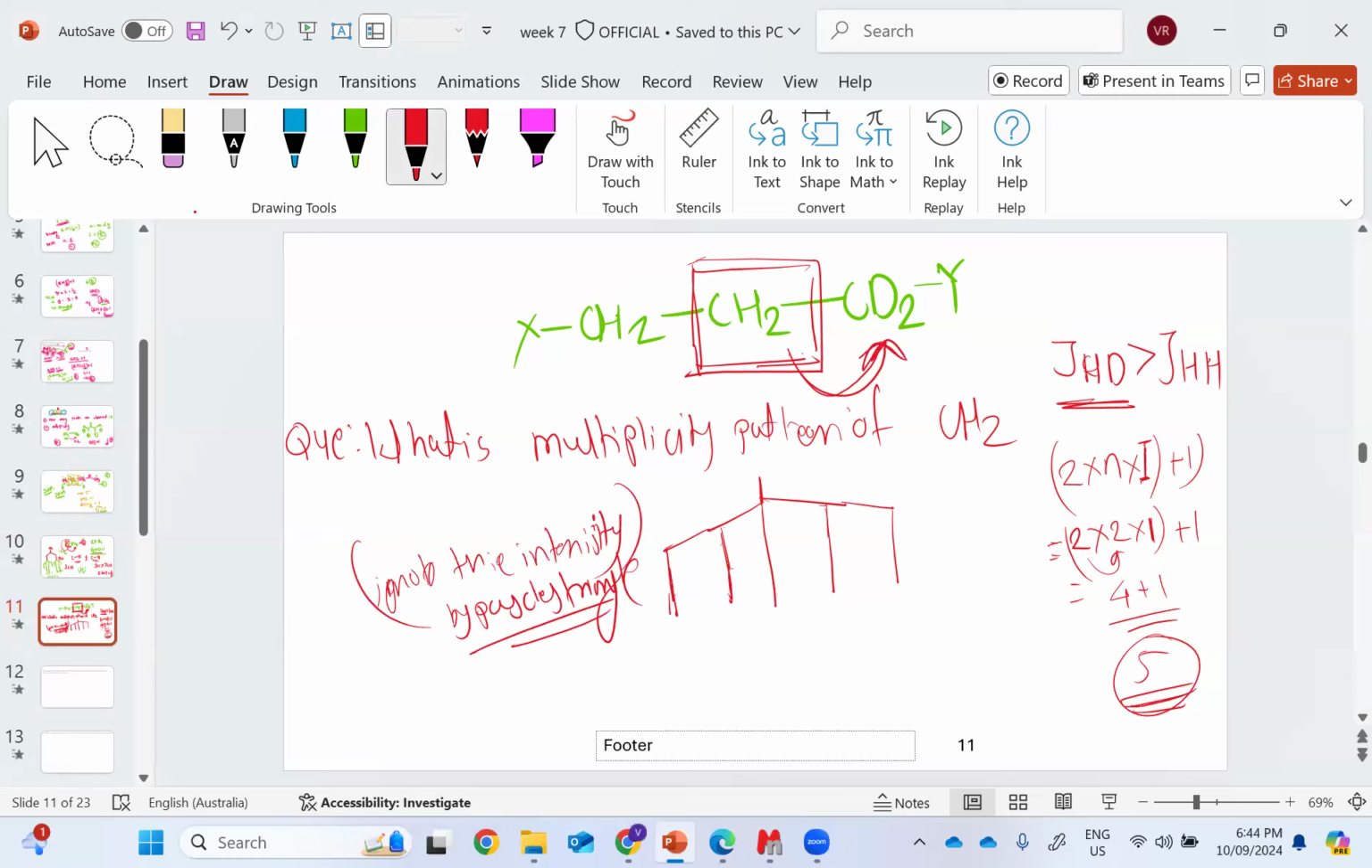So initially we get the pentet because of this CD2 coupling, and later we have the CH2. So it should show the triplet, right? So each line will split into three lines. So we get, I'll just draw in green, like this way. So we get the pentet of triplets in this case. So understand here. Any doubt in this question?